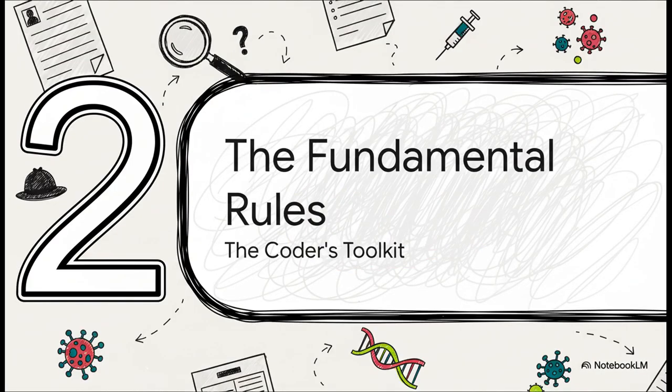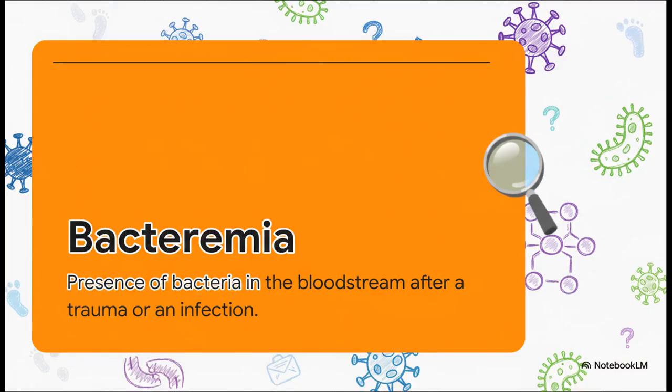Every good detective needs a toolkit, right? And for a coder, that means getting a handle on the fundamental rules. Before we can even think about solving the big, complex cases, we have got to master the basics. These rules are what help us tell the difference between clues that sound alike and zero in on the real culprit. Okay, our first term is bacteremia.